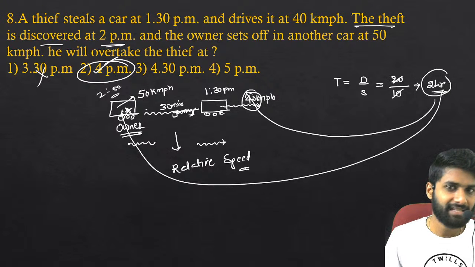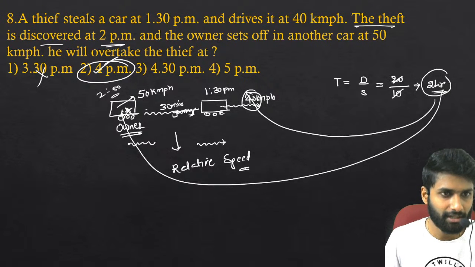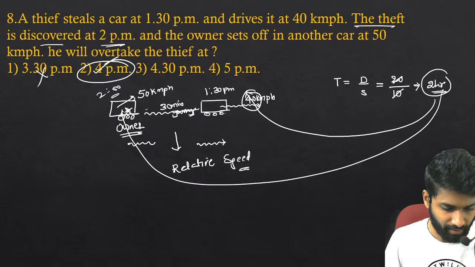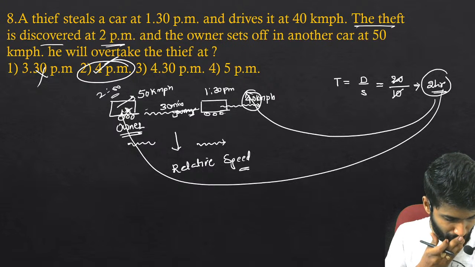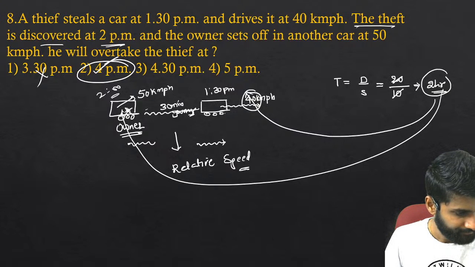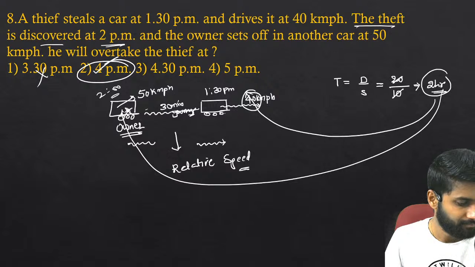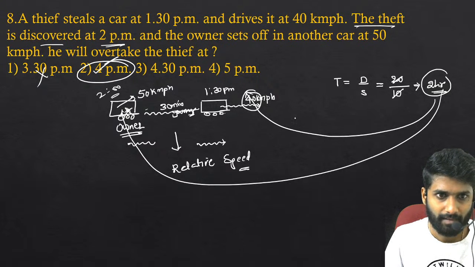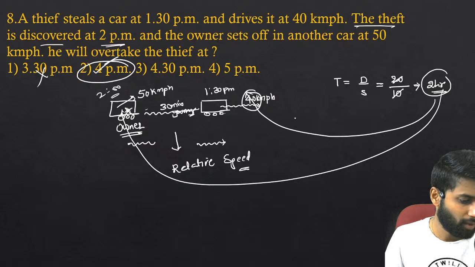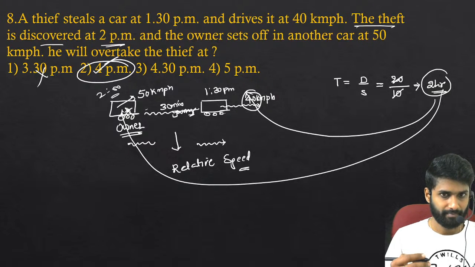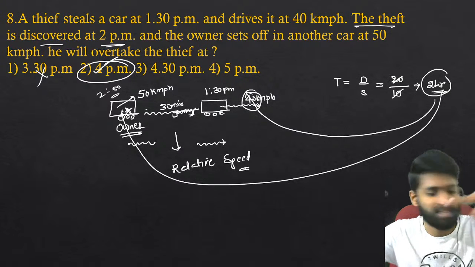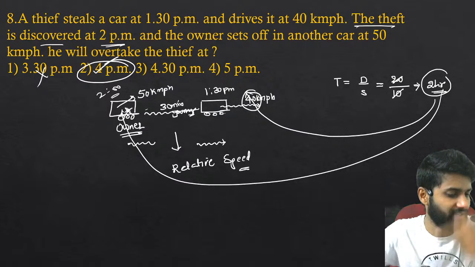Don't make any mistakes in adding to 1:30 or 2 o'clock. The concept is most important. Same direction, yes. Same direction is subtracted; opposite direction is addition. This is the theft car, and we need to chase it now. Overtakes means both are traveling in the same direction.